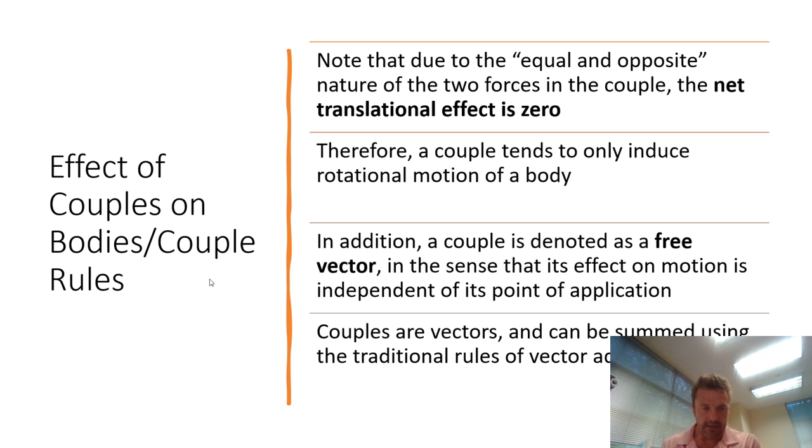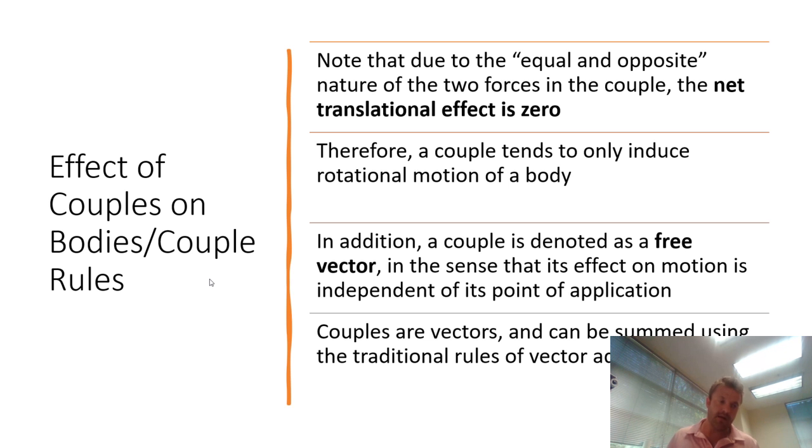Because of that, the moment of a couple is a special kind of vector known as a free vector. That means its effect is independent of where it's applied on a body. If you're turning a steering wheel and you have a particular force at a particular diameter separating, that will induce a couple. The effect of the rotation on the steering wheel is the same if you were to put your hands in a little bit and just turn a little bit harder. In terms of the net effect on the motion of the body, it's still a rotation of that amount, regardless of the point of application of the forces.